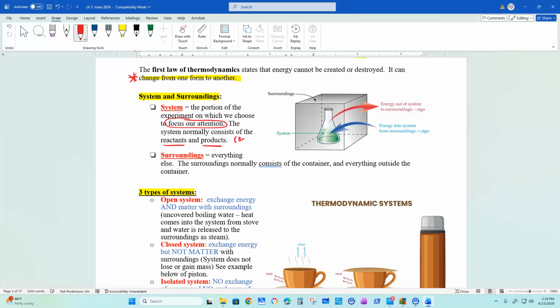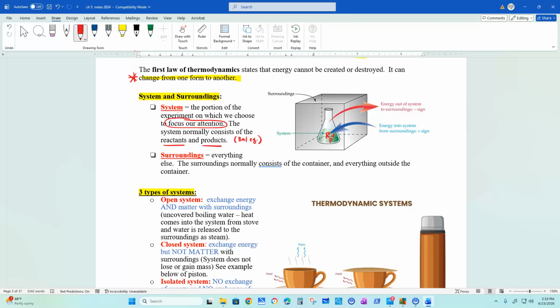So I'm going to put right here, balanced equation. For right now, we're just going to do everyday life types of examples. We're going to get to the balanced equation part in the next video. So like the system, okay, would be this flask with the chemicals inside of it. So that would be my reactants and that would be my products, okay?